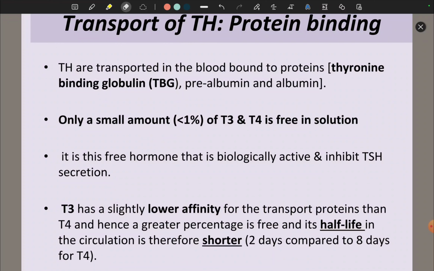T4 is converted to T3 in the periphery. Why? Because T3 is more active, diffuses into the cell, and is more found in the free form.